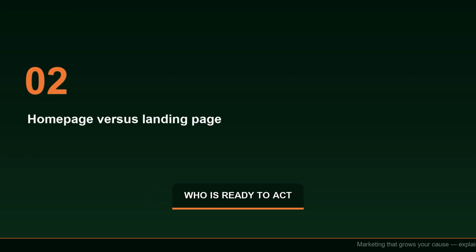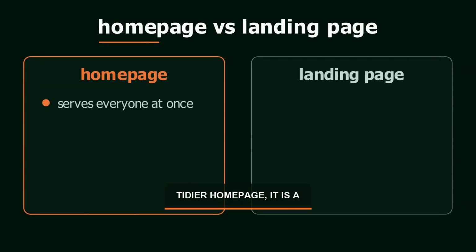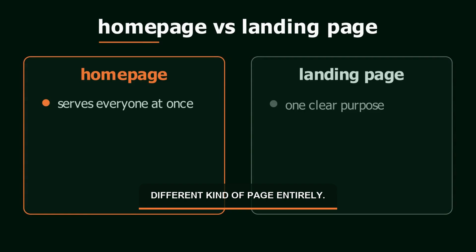When you send someone who is ready to act to a page with 20 possible next steps, you turn a simple yes into a decision. And decisions cause hesitation. Hesitation loses donations. The fix is not a tidier homepage. It is a different kind of page entirely.